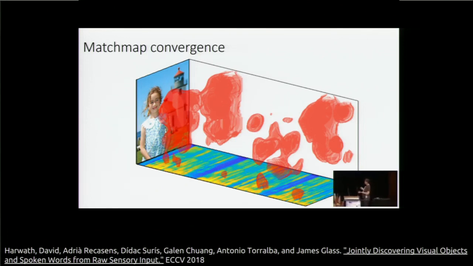So let's take a closer look at what these match maps are actually telling us. I'm going to show you a series of videos where we've taken the match map and used it to modulate the alpha channel over the image, and we're going to play it through time so that it's synchronized with the audio. So basically you're going to see the image light up at a point in time wherever the network thinks it's being described.